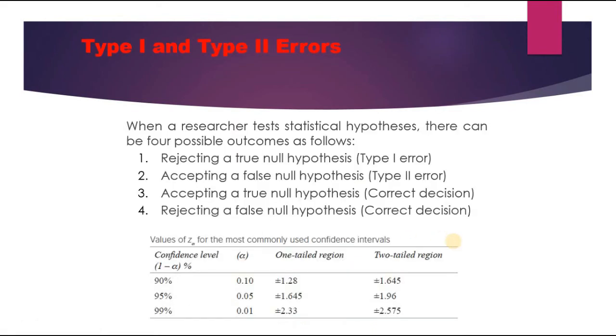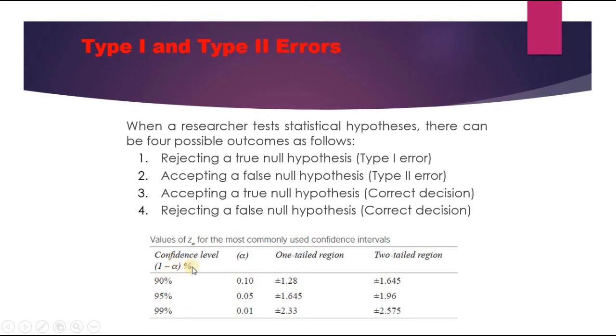Now, let's come to type 1 and type 2 errors. This is very, very important. You have to remember type 1 and type 2 errors. If you are rejecting a true null hypothesis, your null hypothesis was true but you rejected it, it becomes a type 1 error. Accepting a false null hypothesis is a type 2 error. From this table, if you are accepting a true null hypothesis, obviously it's a correct decision, and if you are rejecting a false null hypothesis, again it's a correct decision. This is how you work.